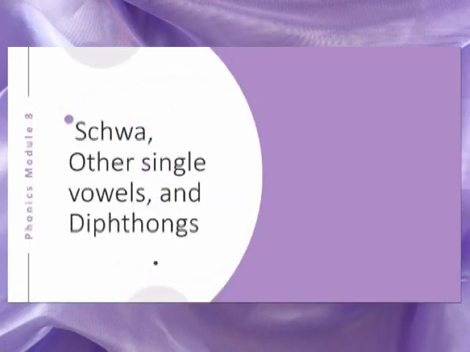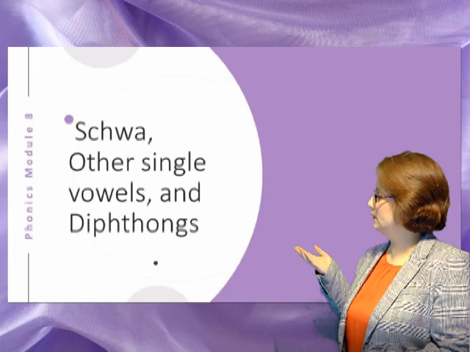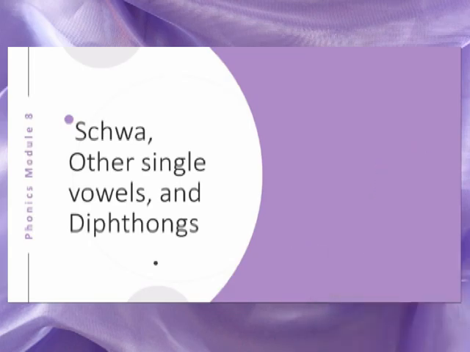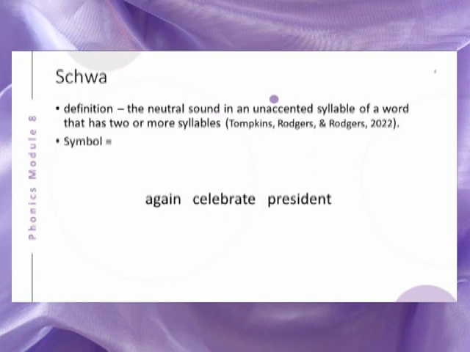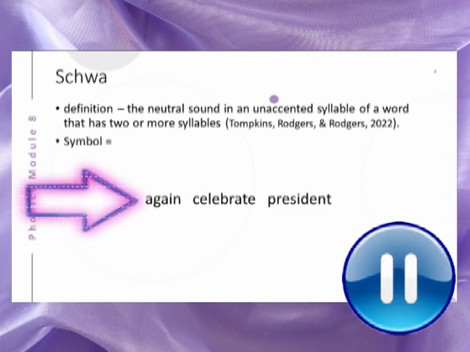Today we will be discussing the schwa, other single vowels, and vowel diphthongs. Let us begin with the schwa. A schwa is what we call the neutral sound in an unaccented syllable of a word that has two or more syllables. Say these words aloud.